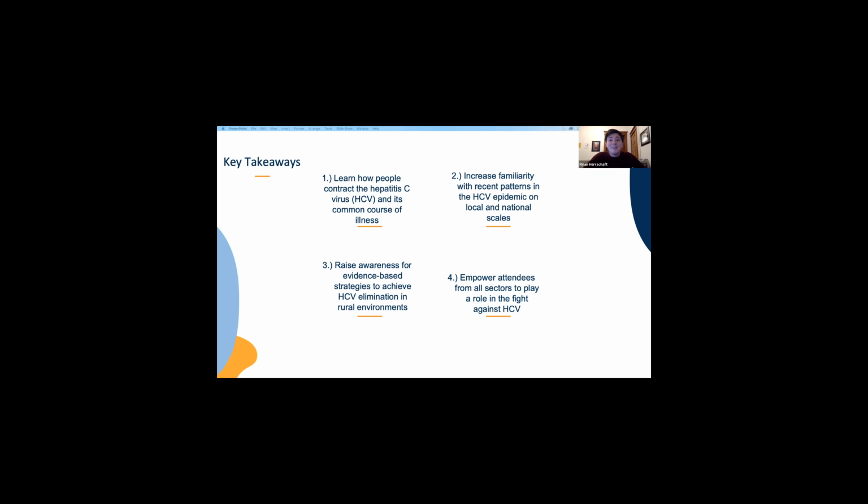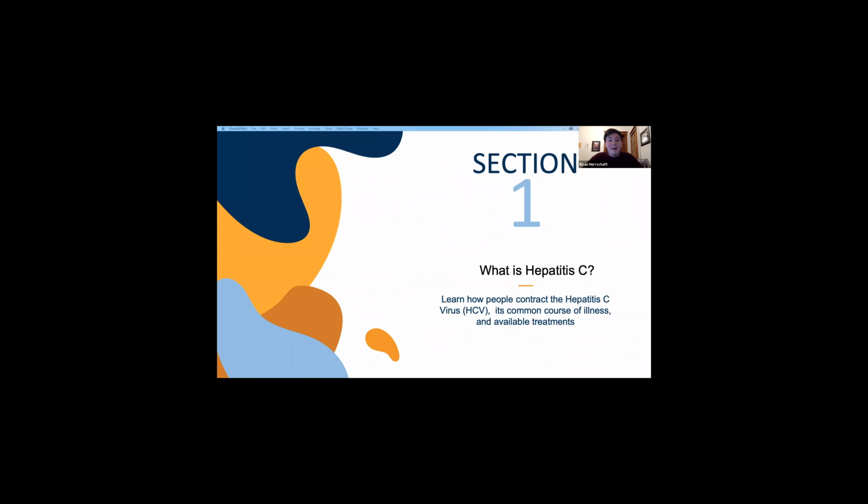And then finally, my overarching dream is that we can all leave a little bit more empowered to take some action in order to reduce the effect that HCV has on our communities. So first, we're going to discuss a little bit about what hepatitis C is. And I'll make a language note that I'm going to use the full name hepatitis C and HCV interchangeably throughout the presentation.